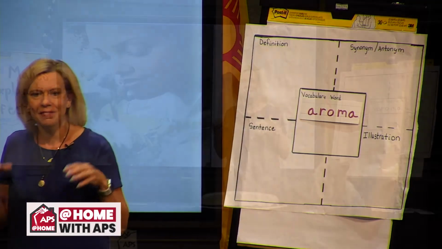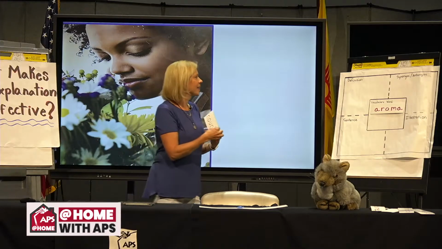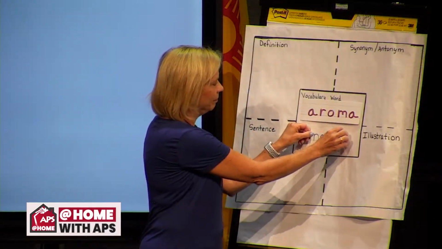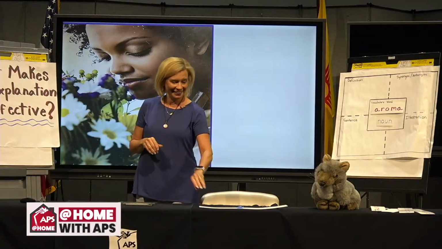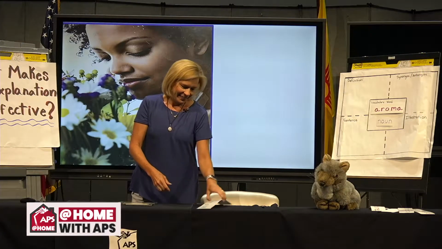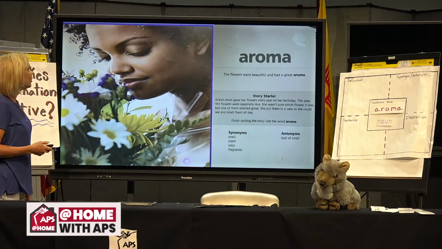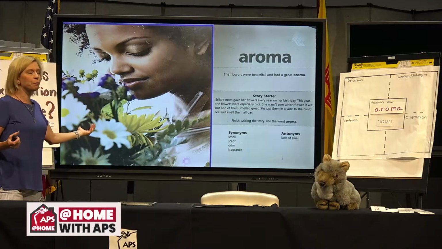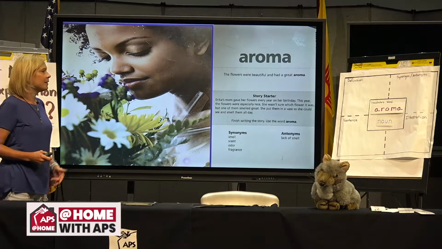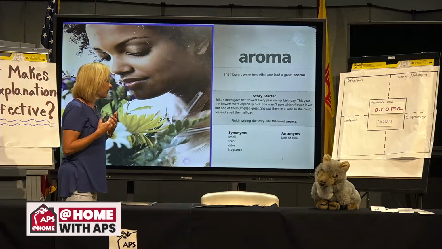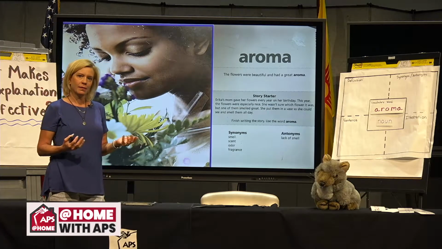The aroma is the scent of something. So it's a thing, and it is a noun. Aroma is a noun. So we have two nouns today. So let's take a look at how we can look at aroma. The flowers were beautiful and had a great aroma. Synonyms, how something smells: the scent, the odor, and the fragrance.